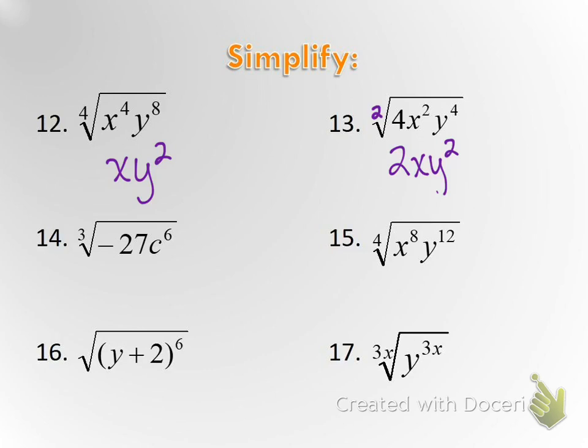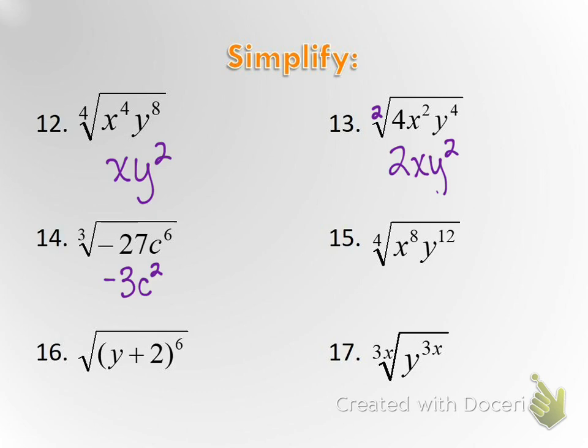Does anyone have an answer for number 14? Sadia? 3 c squared. Really close. Oh, negative 3 c squared. Sorry. Good. Negative 3 c squared. So the cube root of negative 27 is negative 3. And again, 6 divided by 3 is 2. That's how we got the c squared. If it makes more sense to you to expand it and write c times c 6 times and find your groups, that's fine. But I'm going to recommend picking up on that shortcut. It'll help you out in the future and save you some time.